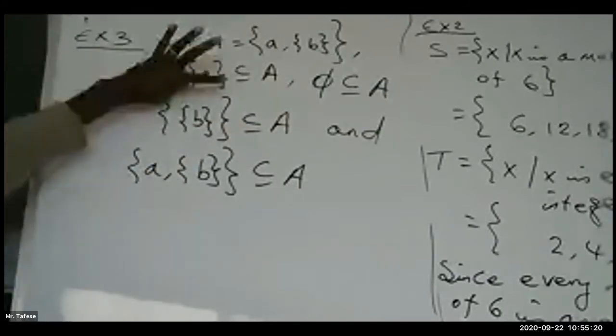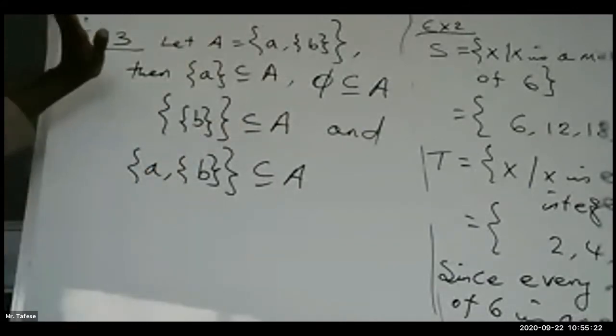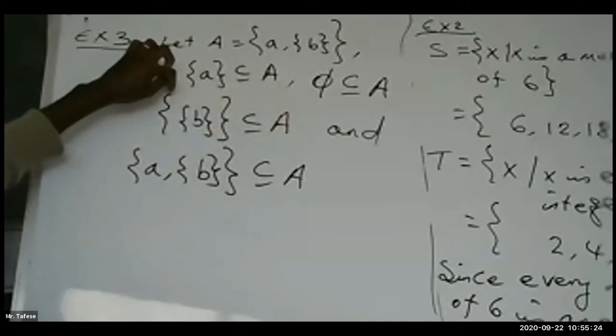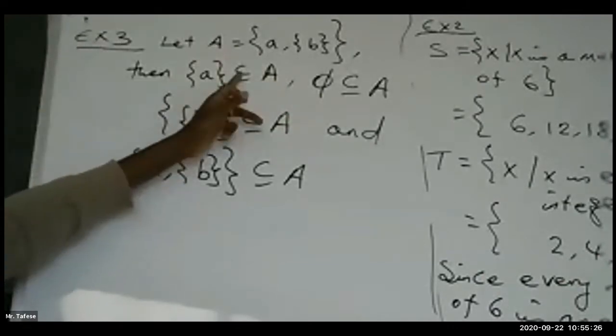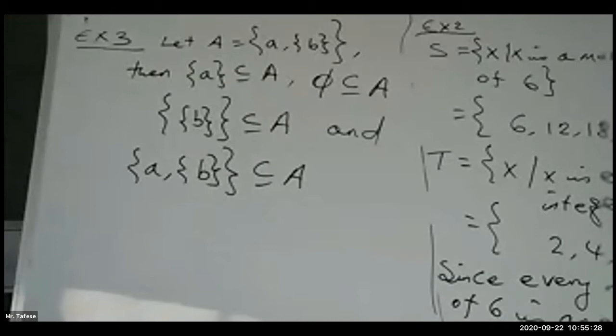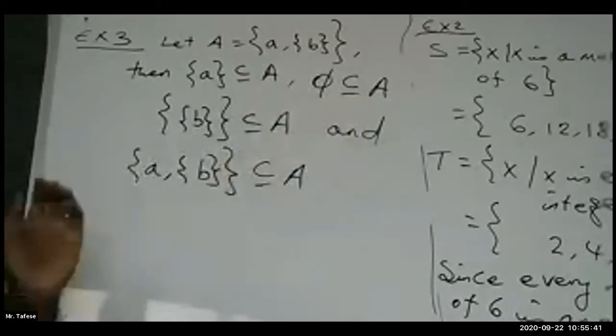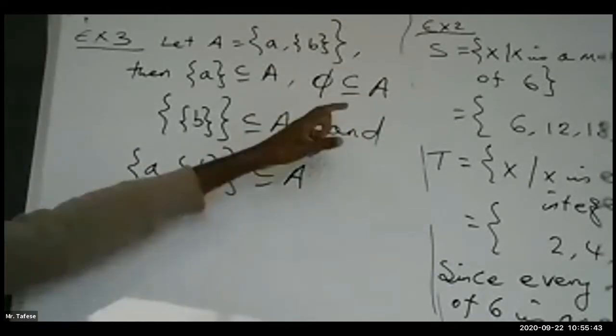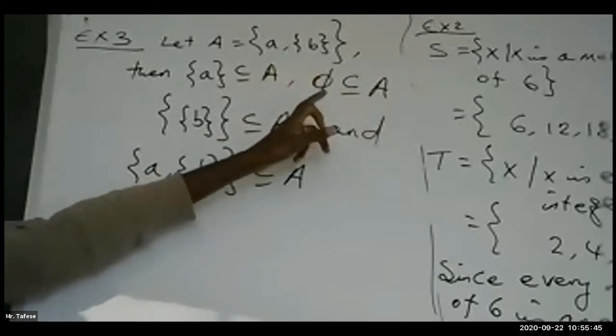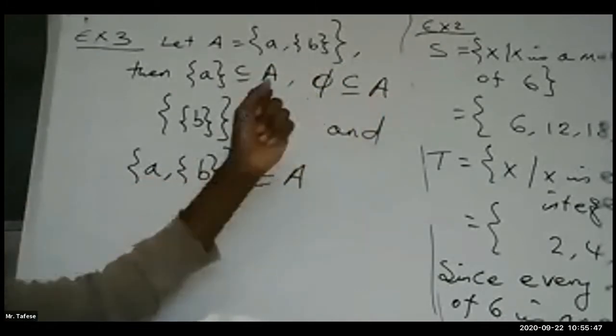Therefore, if the element of this set is included in the second set, we can say the first set is a subset of the second set. The second one, as you know, the empty set is a subset of anything, including itself. So the empty set is a subset of set A. It doesn't matter if A is the empty set. That means the empty set can be a subset of itself.